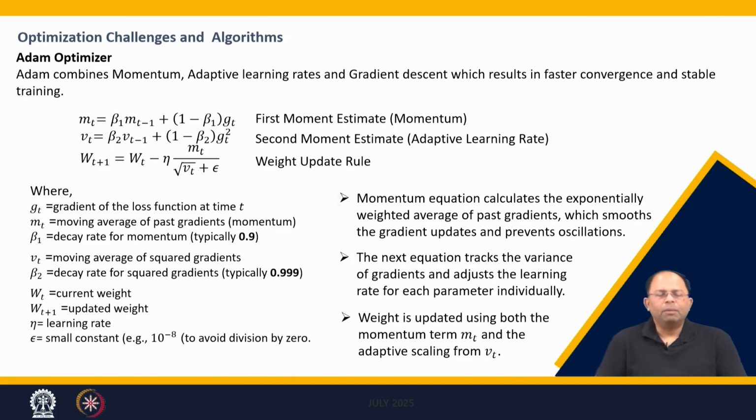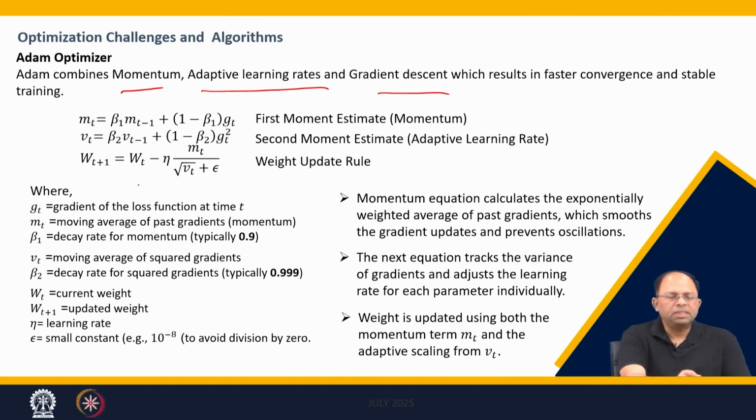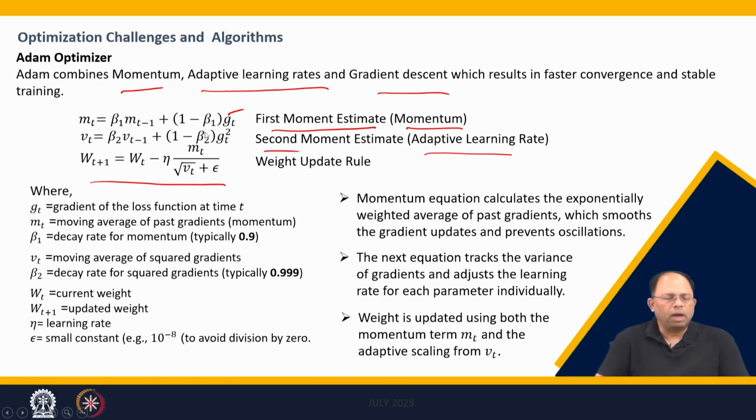Then this is the ADAM optimizer. This is another algorithm which we can use for optimization. It combines not only momentum, it also uses adaptive learning rates with gradient descent, which results in faster convergence and stable training. This is the weight update rule, whereas this is the first moment estimate and this is the second moment estimate, which is for the adaptive learning rate, and the first estimate is for the momentum part, which we just saw earlier.